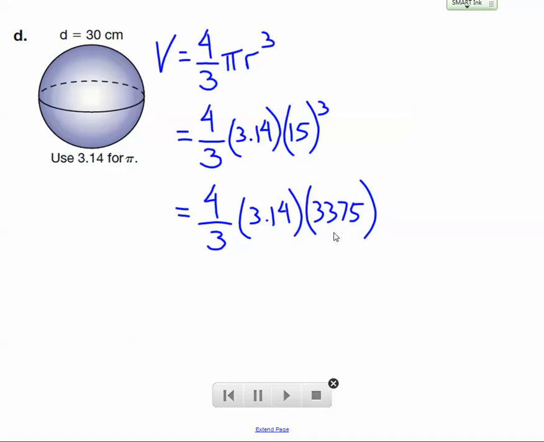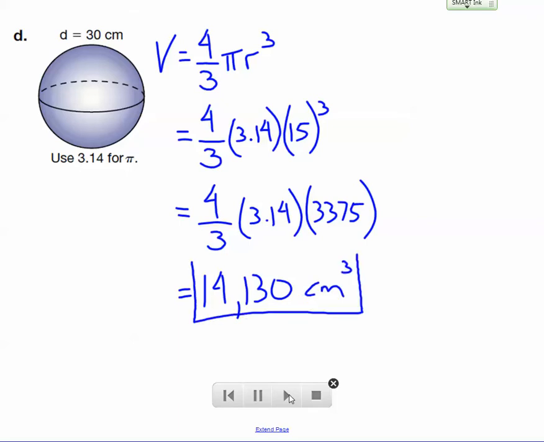So I've already begun using my calculator. So at this point, I'll use the calculator. I'm going to go 4 times 3.14 times 3375 divided by 3. And really, you can divide it by 3 at any point. So on your calculator, you could do 4 divided by 3 times 3.14 times 3375, and you will get 14,130 cubic centimeters.